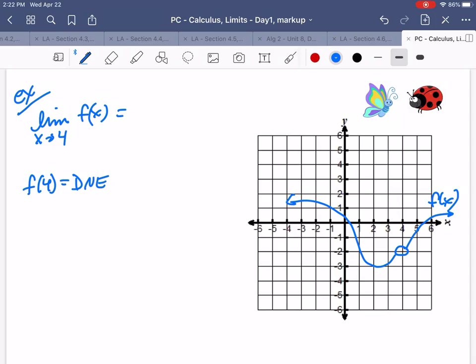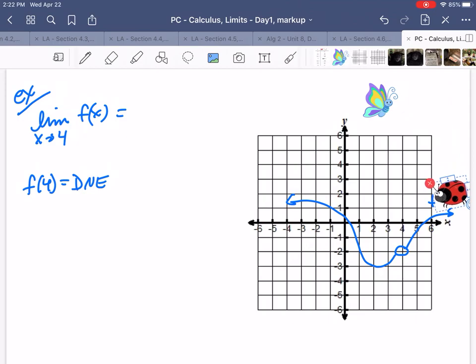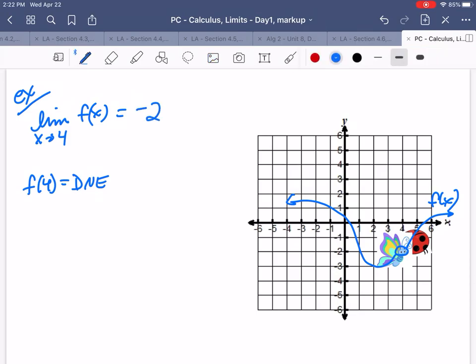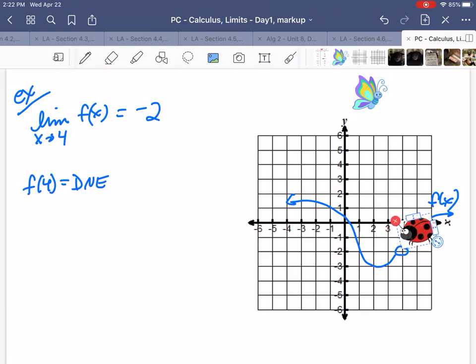So if Mrs. Ladybug comes along, going la la la la, and she's going towards that spot, she thinks, oh, I think this curve is going to -2. And then Mr. Butterfly comes along from the other way and he's thinking, oh, this looks like it's going to -2. It's okay that the curve is not there when you get there, but it's where it was intending to go. For all intents and purposes, you think, when I'm at 4, I should be at -2. So that's why the answer to this is -2. Okay? All right, now let me move those guys out of the way.